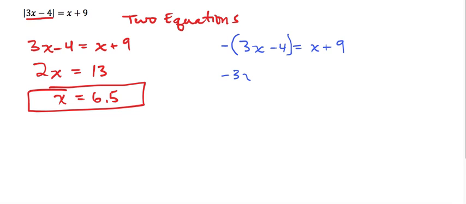Distribute the negative sign. You get negative 3x plus 4 equals x plus 9. We're going to move 9 to the left side here, and we get negative 5. Add 3x to the other side, and we get 4x. Then divide by 4, and we get negative 5/4 is equal to x as well.